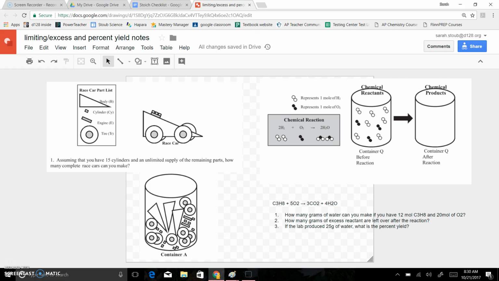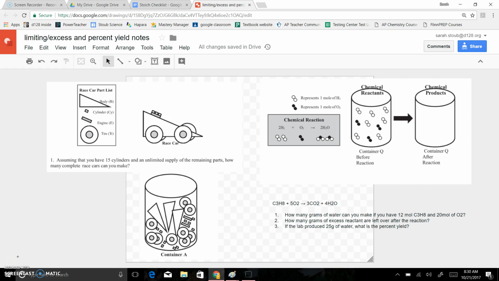And then I'm going to look at how many wheels I have. Each race car needs 4 wheels. So I'm going to look at 1, 2, 3, 4. That's 1 race car, 2 race cars, and 1/4. So I can only make 2 race cars because I'm going to be running out of the wheels I've got. I've got enough bodies, I've got enough cylinders, but I don't have enough wheels to make any more than that.